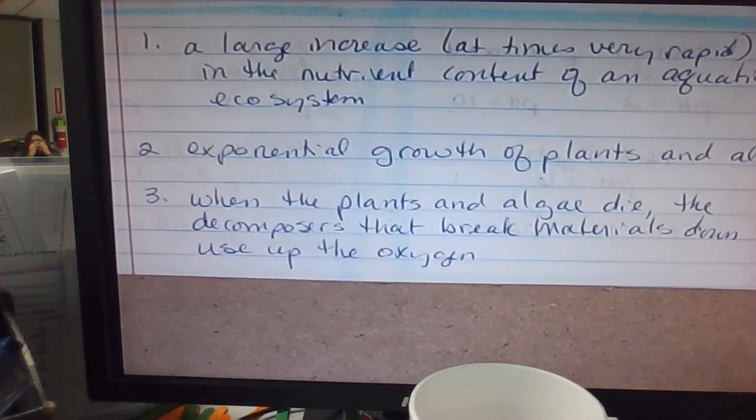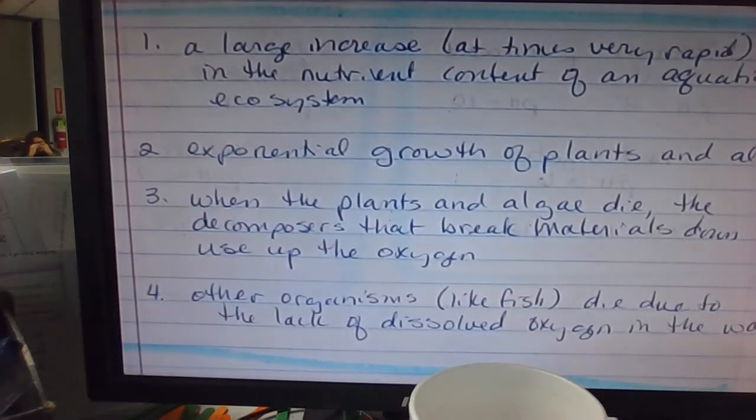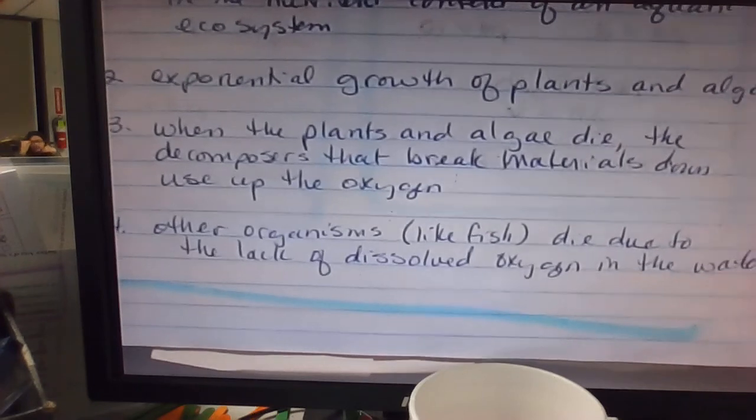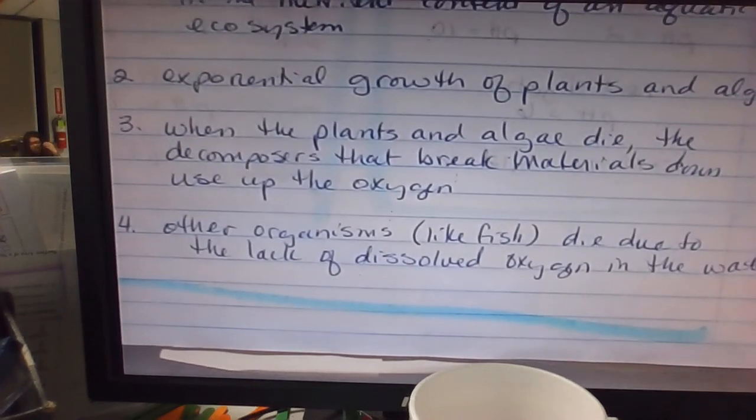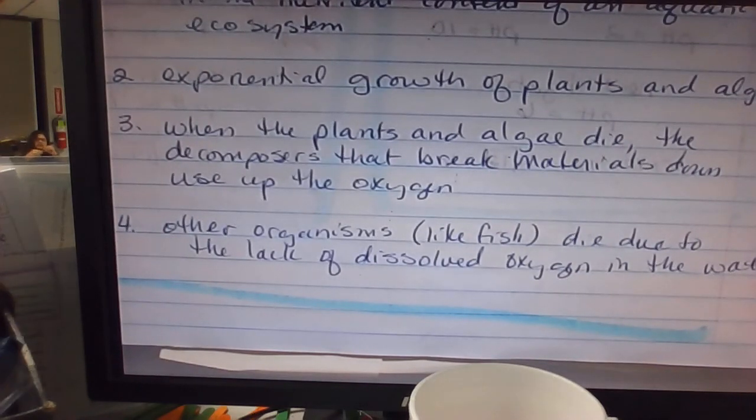They're going to die. So if the oxygen is used up, the other critters that are living in that ecosystem are going to perish. Other organisms like fish die due to the lack of dissolved oxygen in the water.